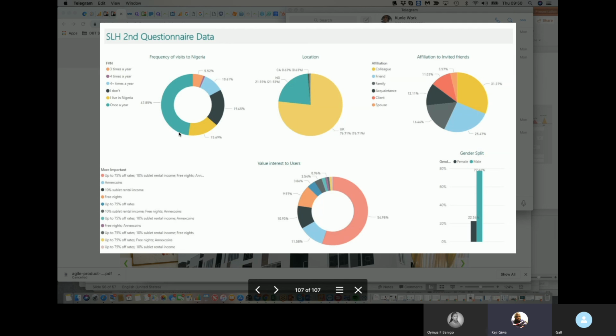In fact, Anton, just add up annex coins, and in fact, what are the three most important things? Free nights, in fact up to 75% off, free night, 10% rental income, annex coin, and everything. So let's add it up. So majority of the people on the platform, Anton, plus 11.58 plus 10.93 plus 9.97 plus 3.86. 91%, Anton, wants annex coins, rental income, free night, and also up to 75% off.